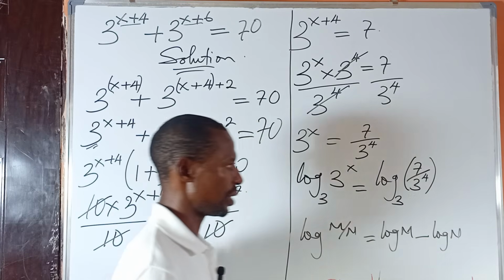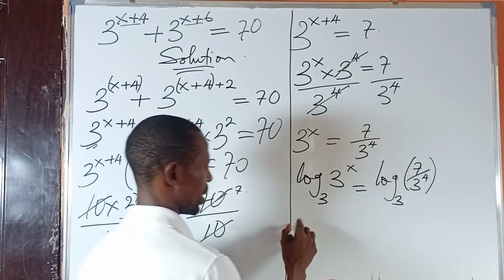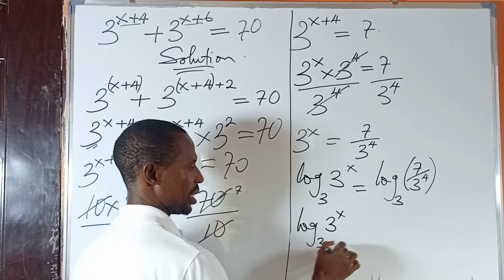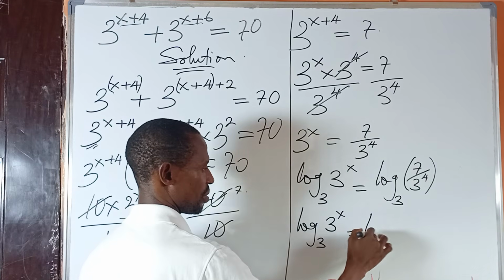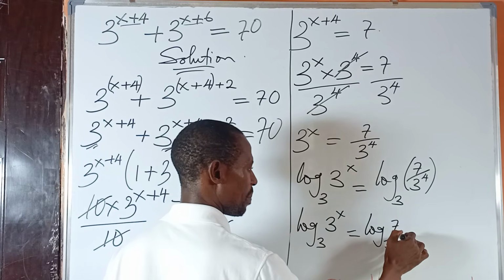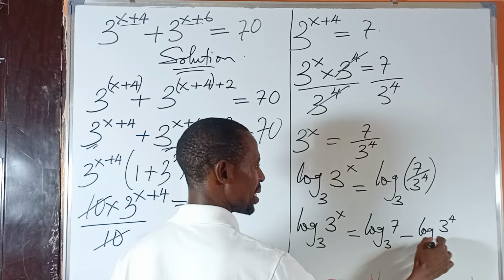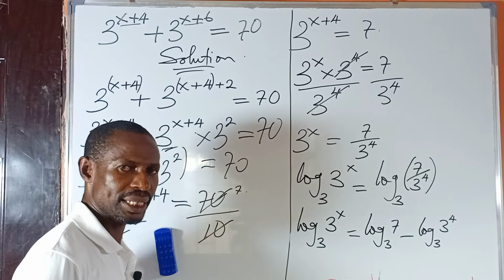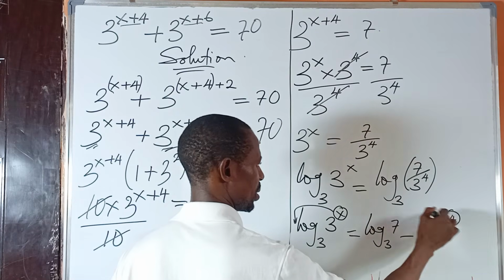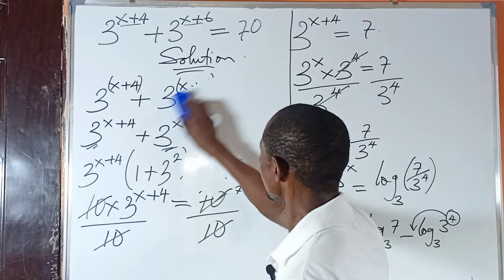So I'm going to apply the division law here, right? Good. So let's erase this. And so this is going to give us the log of 3, let's keep this to base 3, equal to, because we want to open up this first, log 7 base 3, then minus log 3 to the power of 4 base 3. So we can now take the power law. We're going to move this to this side, move this to this side. Okay, so let's erase this and continue on this side.